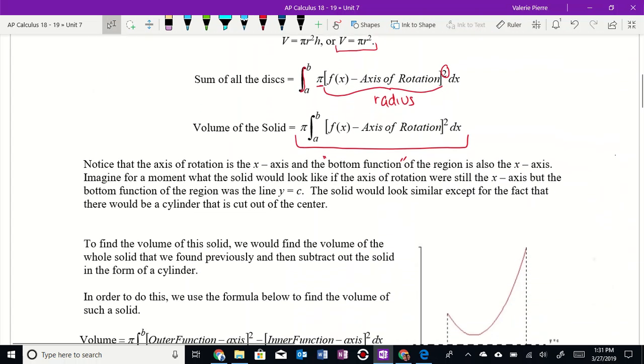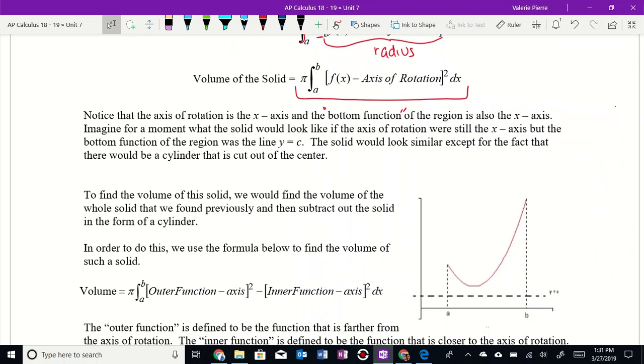So imagine for a moment what the solid would look like if the axis of rotation was still the x-axis, but the bottom function of the region was the line y equals c.